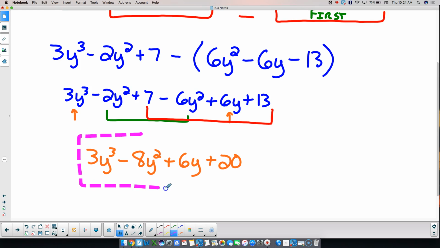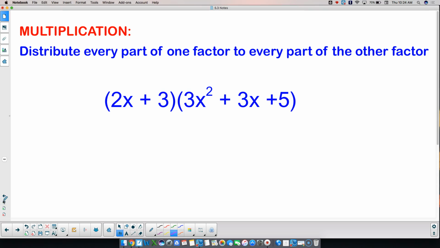3y cubed minus 8y squared plus 6y plus 20. Yes? Fantastic. Let's multiply.